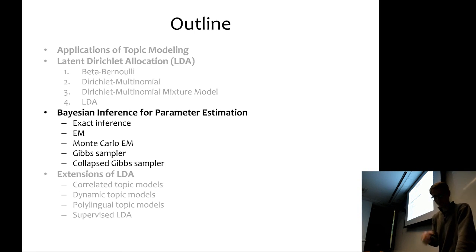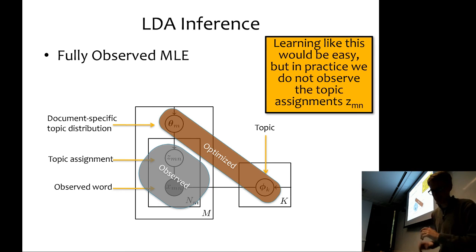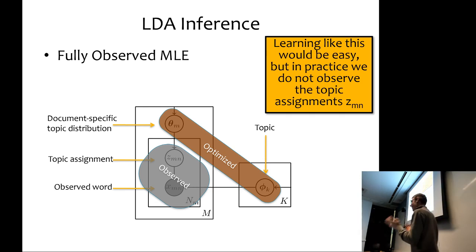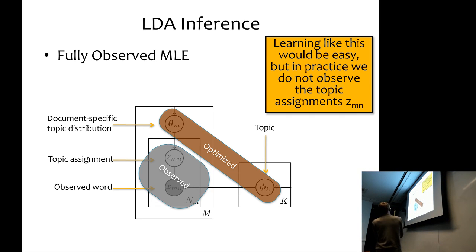Okay, so where do we go from here? What we're going to do is think about Bayesian inference for parameter estimation of the latent Dirichlet allocation model. So I'll give you a preview. If and only if we knew what all the topic assignments were. Okay, this is completely absurd. You don't ever actually know what topic each word is assigned to. But suppose you observed both the x's and the z's.